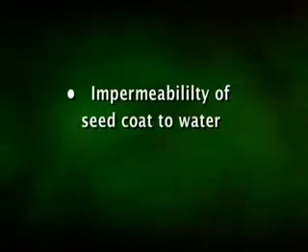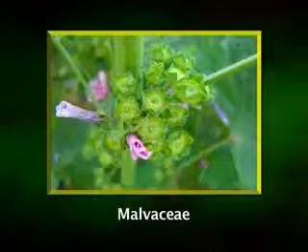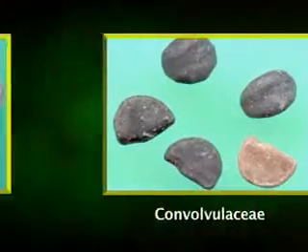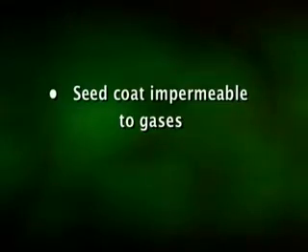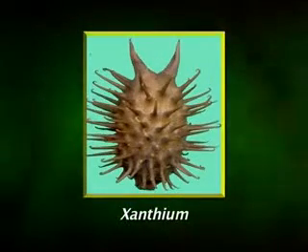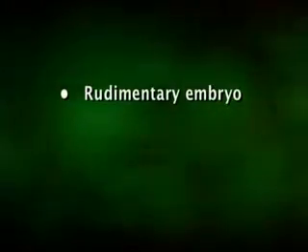Number second, it can be due to impermeability of seed coat to water. Water is indispensable for germination. The seed coat in many members of Malvaceae, Fabaceae, Chenopodiaceae, Convolvulaceae and Solanaceae are impermeable to water, which inhibits germination. Number third, seed coat impermeable to gases. The seed coat of plants like Xanthium is permeable to water but impermeable to oxygen. This causes dormancy in seed as oxygen is required for mobilization of stored food products present in endosperm or in cotyledons. Number fourth, it can be due to rudimentary embryo.